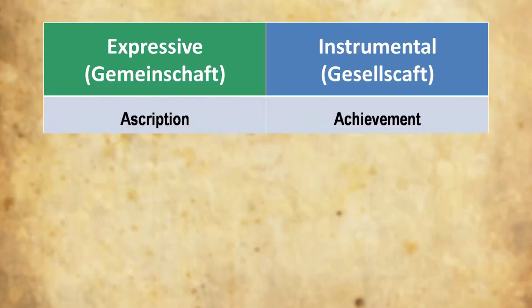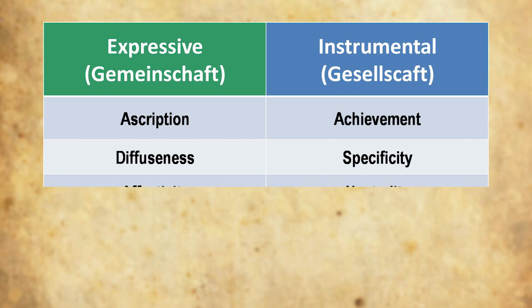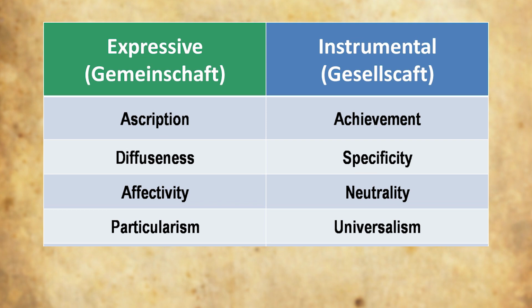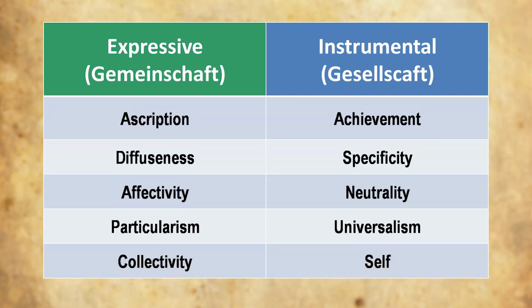And this also lies at the core of decision making, especially in the context of normative expectations, because we know that society expects something from us. So while taking any action or decision, we have to be very careful. So what do these choices depend upon? Ascription versus achievement, diffuseness versus specificity, affectivity versus neutrality, particularism versus universalism, collectivity versus self.